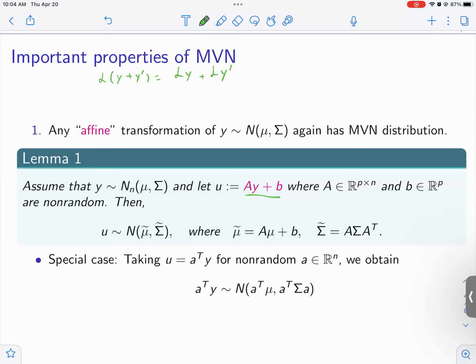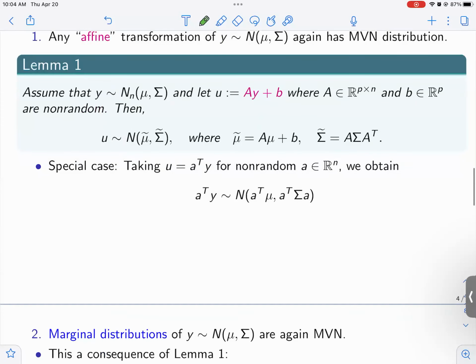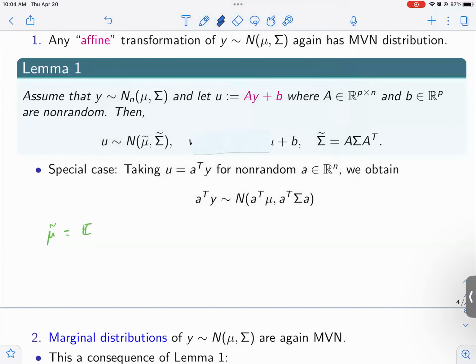So affine transformations do not move you outside the family of these distributions. U will have a normal distribution with mean mu tilde and covariance sigma tilde. A normal distribution is specified by the mean and the covariance matrix, so I just have to be able to calculate the mean and covariance matrix. And we already know how to calculate them. So let's calculate the mean. Can anyone calculate the mean for this? The expectation of, by definition, AY plus B.